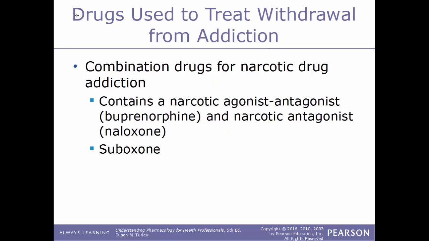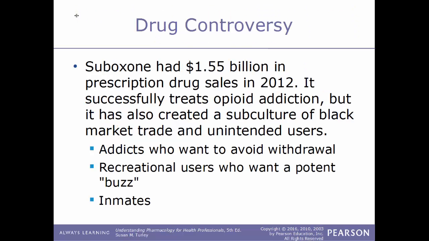The other kinds of drugs you can give to treat withdrawal are combination drugs. And combination drugs will contain a narcotic agonist-antagonist, such as buprenorphine, and a narcotic antagonist, such as naloxone. An example of this kind of combination drug would be Suboxone. Now, the drug Suboxone had $1.55 billion in prescription drug sales in 2012. It successfully treats opioid addiction, but has also created a subculture of black market trade and unintended users.